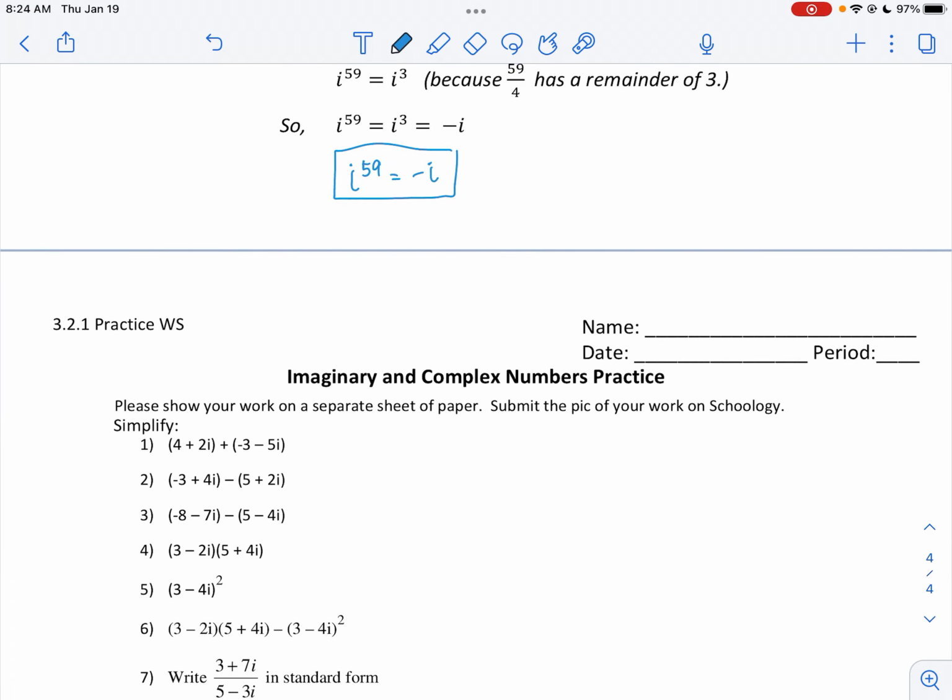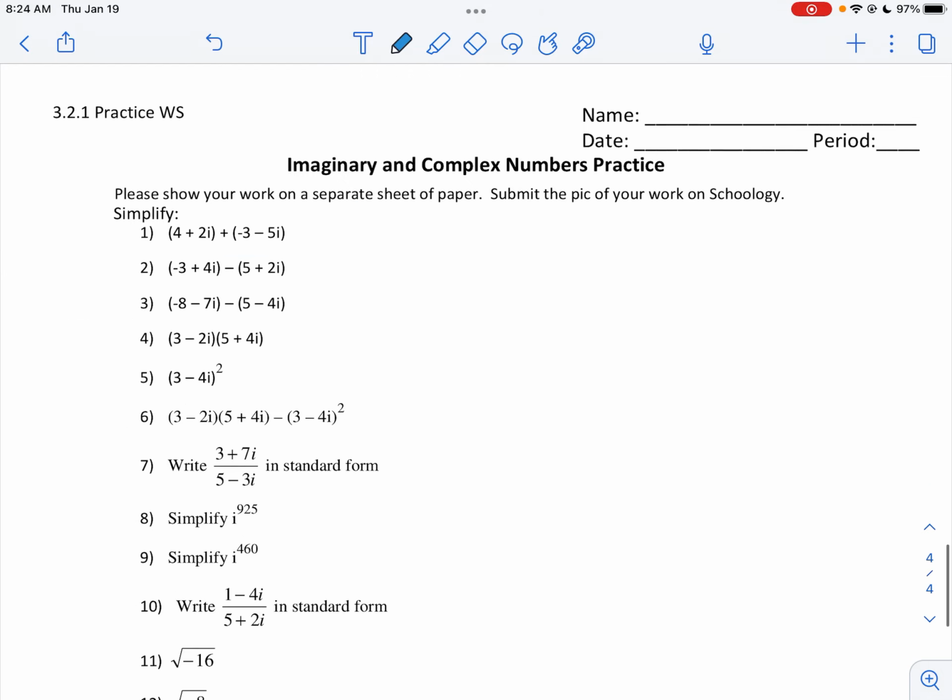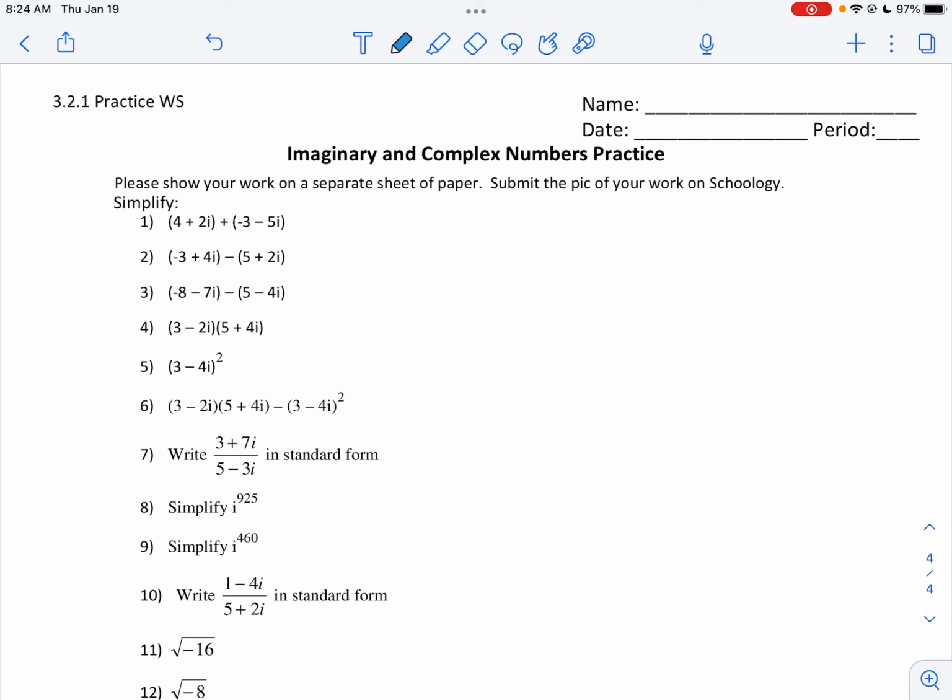Oh, in our notes for yesterday, I said to write negative square root of -1. You can change that to -i. Okay? All right. So this is your practice. That's it. So I guess if you skipped, you can go ahead and start your practice.